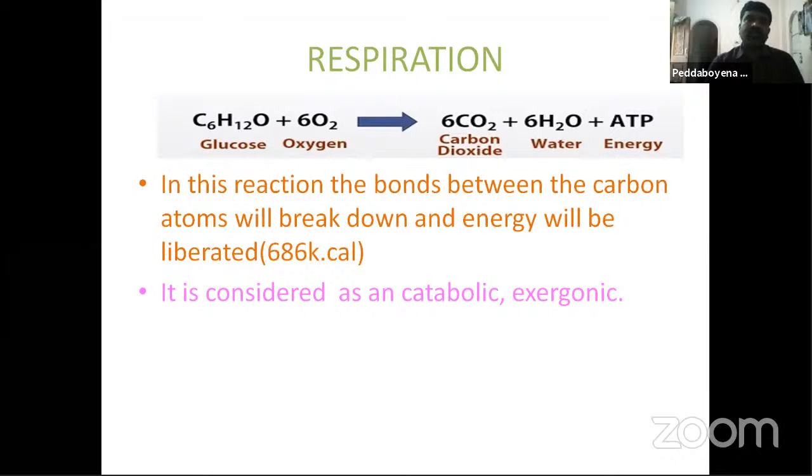Why? Because catabolic means, as you observe, glucose is a complex compound. These glucose compounds are converted into simple compounds like carbon dioxide and water. When complex compounds are converted into simple compounds, that process is called catabolism. Anabolism means photosynthesis, a constructive reaction, where simple compounds are converted into complex compounds. But here the complex compound is converted into simple compounds such as carbon dioxide and water, releasing some energy.